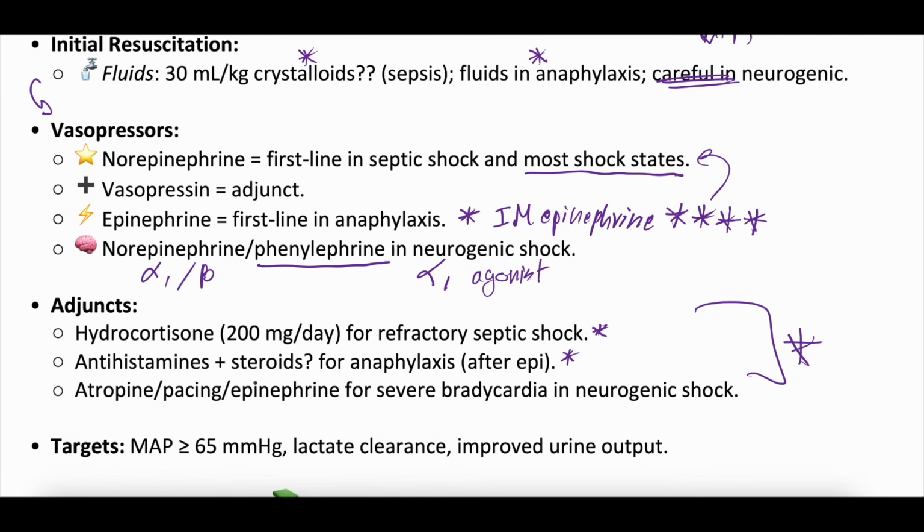Obviously, target a MAP greater than 65 millimeters of mercury, and monitor for lactate clearance, which is really just saying improving tissue perfusion, whether you use lactate or some other marker like capillary refill, urine output, or end-organ injury improvement, all that kind of stuff.